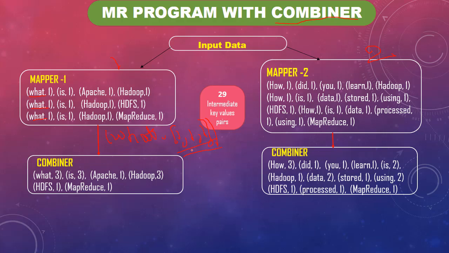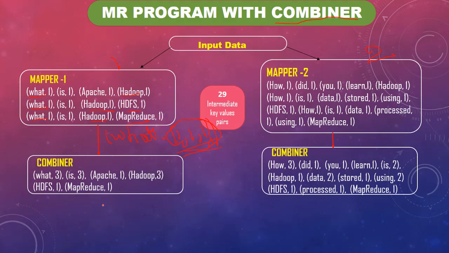After sorting these values, we are aggregating. So after aggregating, what are we getting here? What comma 3. How many times is what repeated here? Thrice. So what comma 3. Apache is only one time. Hadoop is 3 times, HDFS is 1 time, and MapReduce is 1 time.